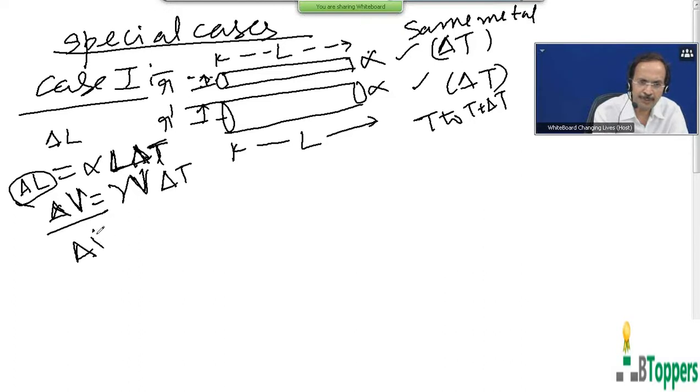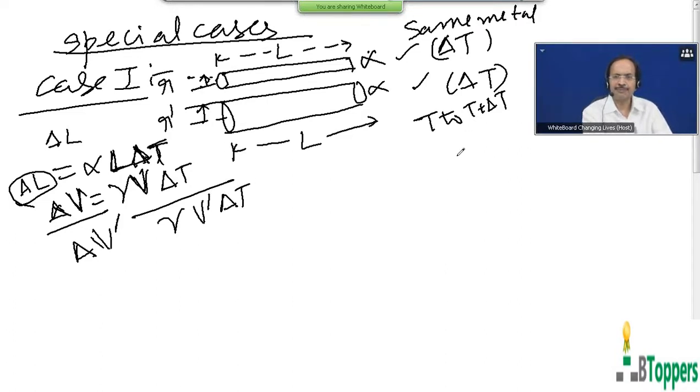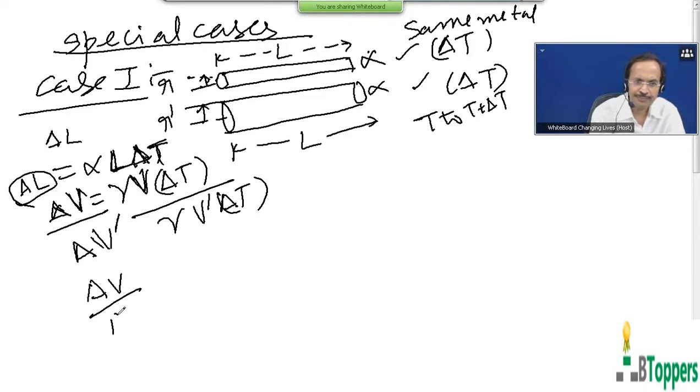Increase in the volume of the second rod is denoted by delta V dash and the original volume of the second rod by V dash. Here both the rods are made of the same metal and therefore gamma will be the same for both the rods. And both the rods are heated through the same range of temperatures, so delta T is the same for both the rods. So the increase in the volume of the first rod divided by the increase in the volume of the second rod is equal to the original volume of the first rod before heating divided by the original volume of the second rod before heating.